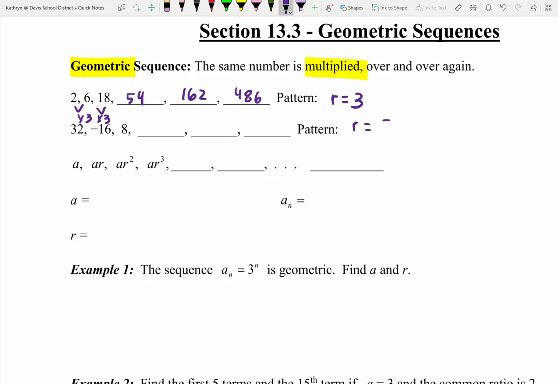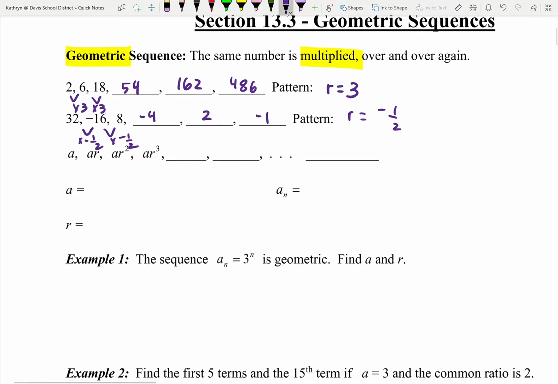So what do I do to 32 to get a 16? Divided by 2. 16 divided by 2 is an 8. So I can't say divide by 2 though. I have to say multiply by something. So dividing by 2 is the same thing as multiplying by what, everybody? 1/2. Good. So I'm going to multiply by a negative 1/2. I know my ratio is a negative 1/2. I'm going to think about it as divide by a negative 2 because that makes more sense to me. So 8 divided by negative 2 is a negative 4. Negative 4 divided by negative 2 is 2. 2 divided by negative 2 is negative 1.